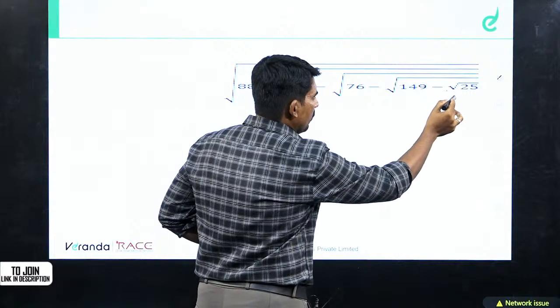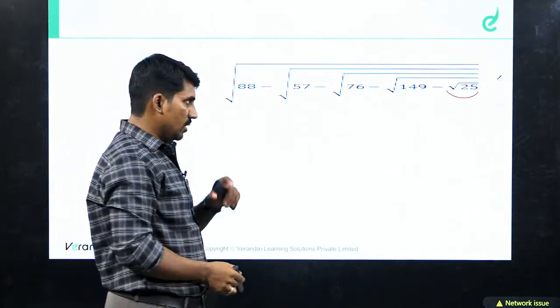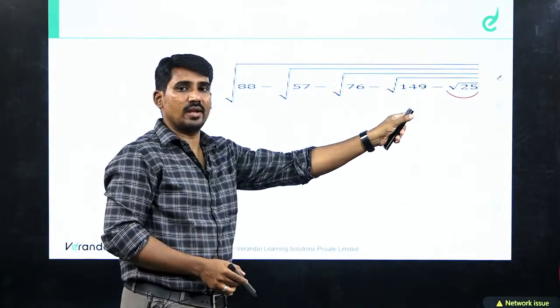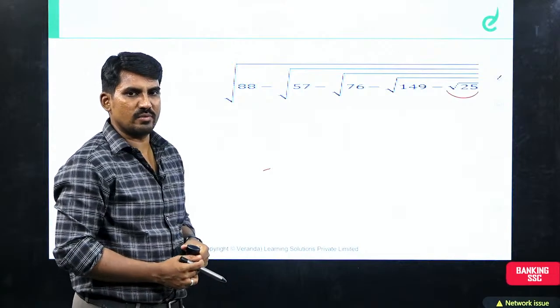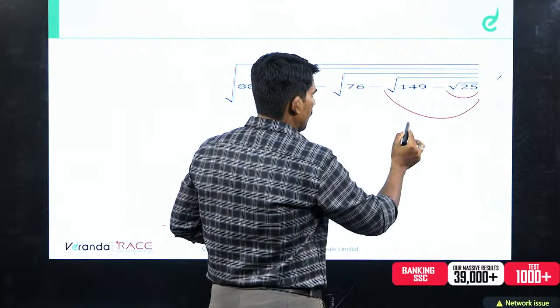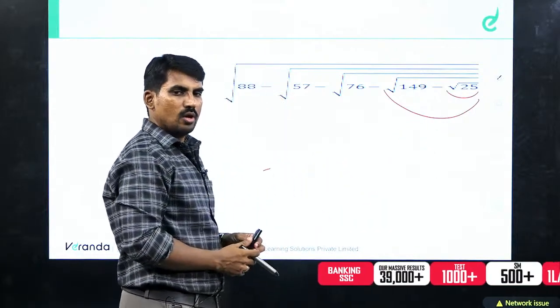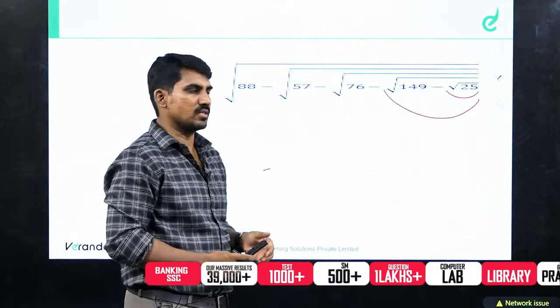Now, in this area we understand root 25 is what? 5. Then root of 149 minus 5. 149 minus 5 is what? Root 144. Therefore, this complete area becomes 12. Root 144 is what? 12. Then again 76 minus 12 is what? 64.